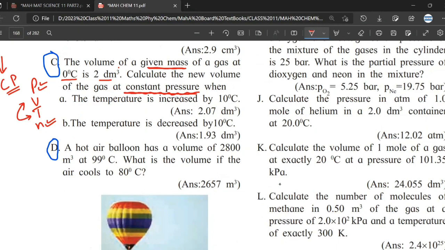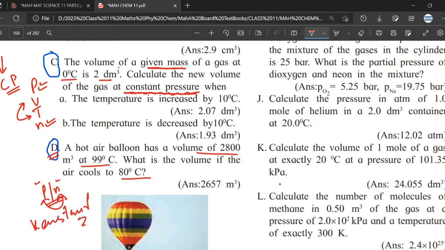Then at times you will have to make some assumptions also. For example, in the D part, a hot air balloon has a volume of 2800 at 99 degrees Celsius. What is the volume if the air cools to 80 degrees Celsius? Now they are not saying anything about the pressure or the number of moles. But because no other information is given, I'll have to assume that Charles law is applicable here. Because if there is nothing else, how else can I do the numerical? They say nothing about the pressure and number of moles, so I'll assume that these two are constant. Have you understood?